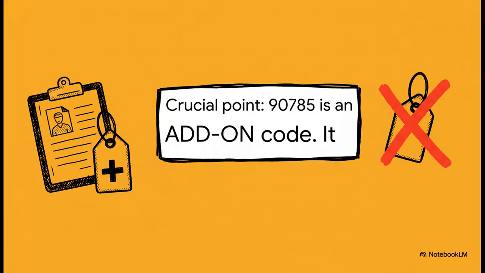Okay, now listen up, because this is probably the single most important rule you need to remember about 90785. Are you ready? It is an add-on code. I want you to burn that into your brain. Think of it like a sidecar on a motorcycle, or sprinkles on ice cream. It can never, and I mean never, stand on its own. It always has to be attached to another main service code.